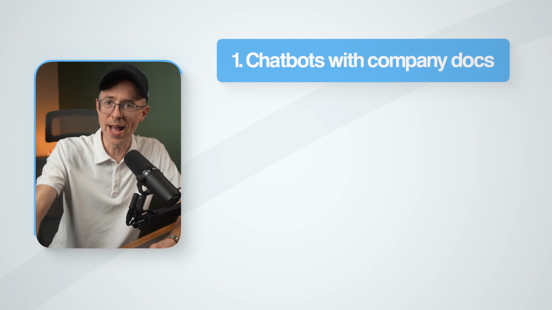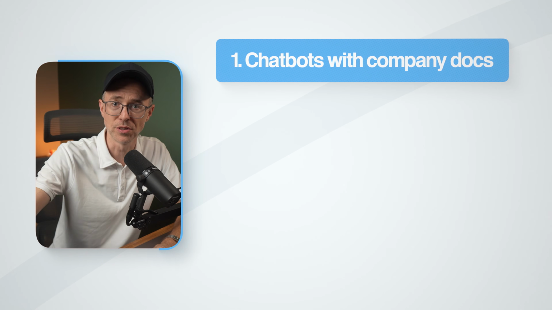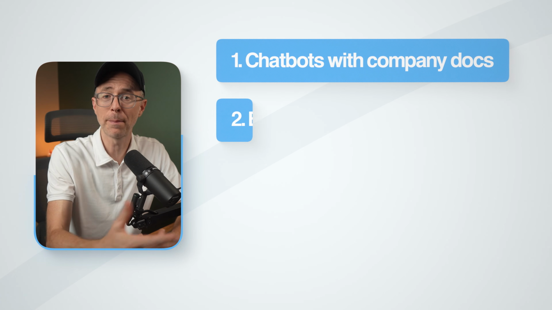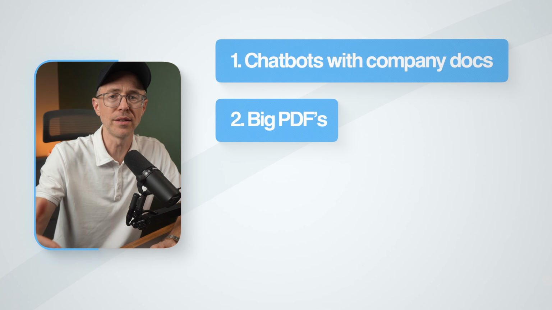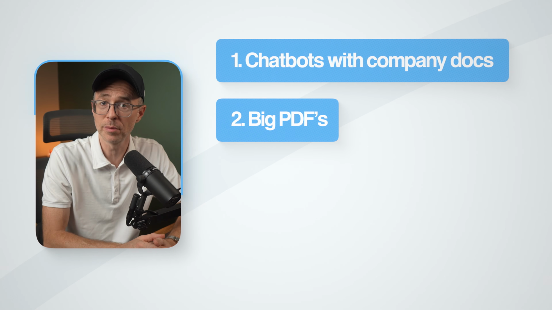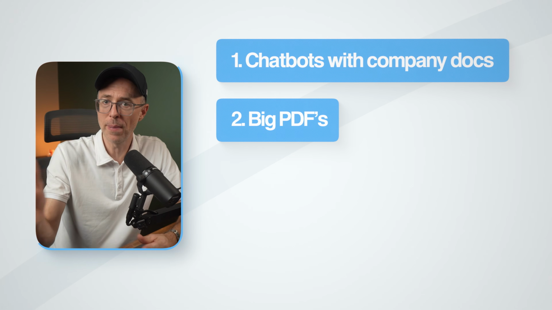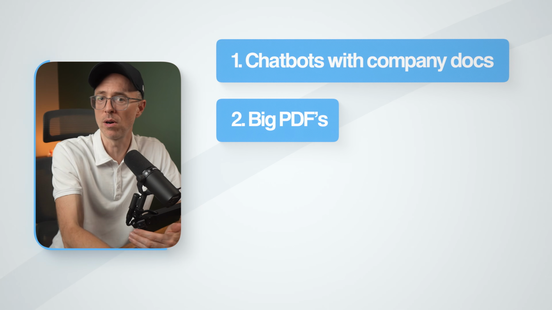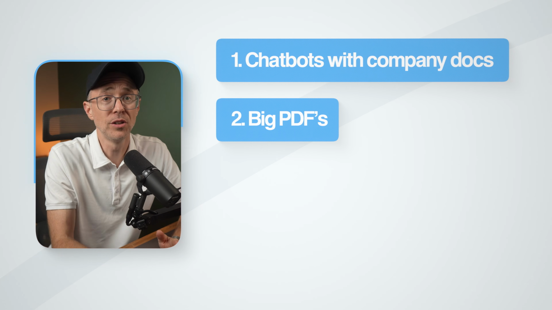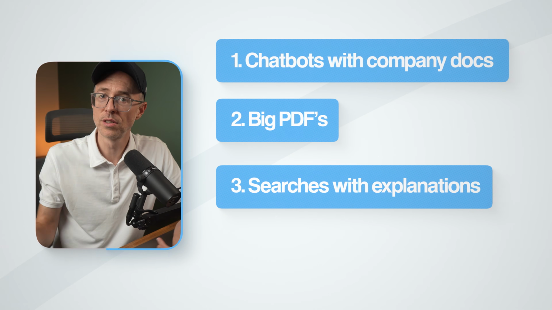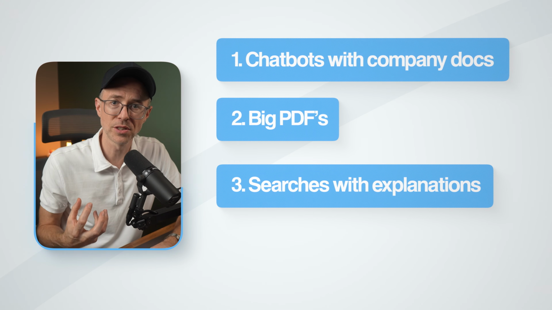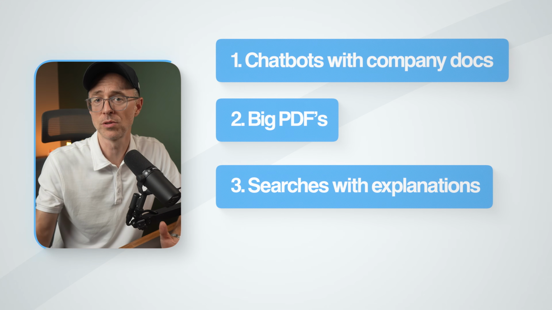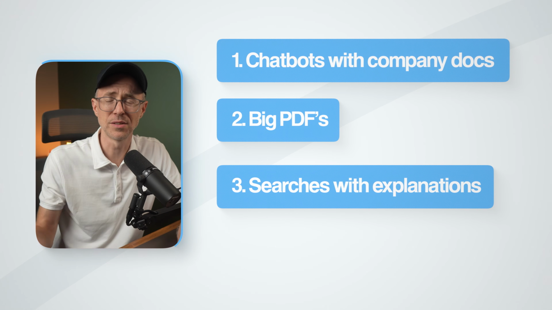Examples can include chatbots with company docs, so RAG is the go-to method for grounding answers in your knowledge base. It can include big PDFs, so instead of the model making things up, your app splits the document into chunks, stores the embeddings, and then feeds back the right parts when a user asks something. It includes searches with explanations, so the system retrieves relevant passages and the model turns them into clear natural language answers, not just a list of search hits.